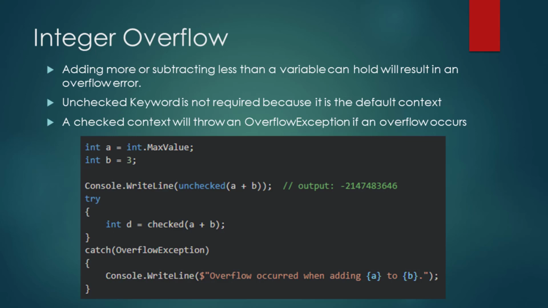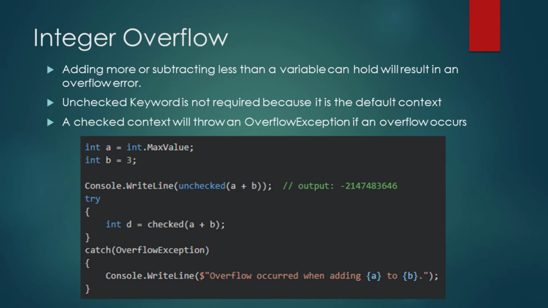Now, this won't break your program, but it will cause weird things to happen in your data. For example, in our code here, you can see that a is equal to the maximum value of the int type, but if we add 3 to it, we actually get a negative number. That's because ints cannot hold more than their maximum value, so when you add a value to the maximum, the variable overflows and starts at the minimum value again, and then continues to add the numbers.